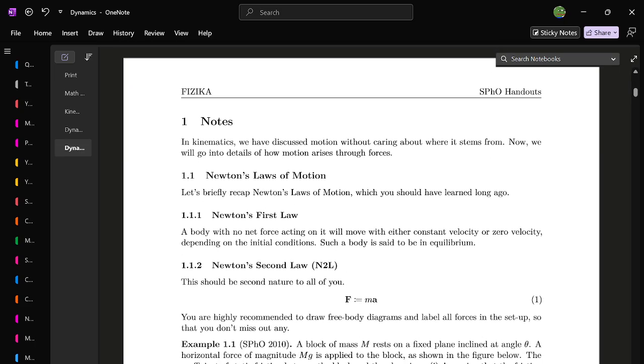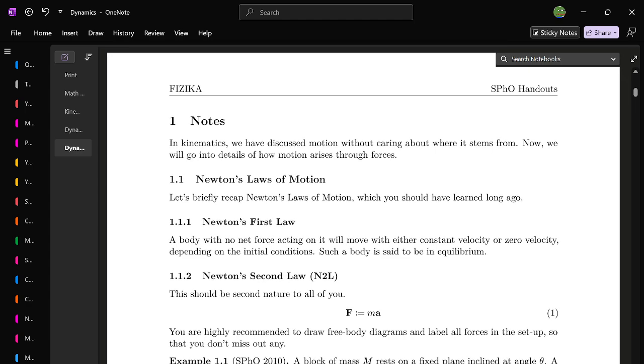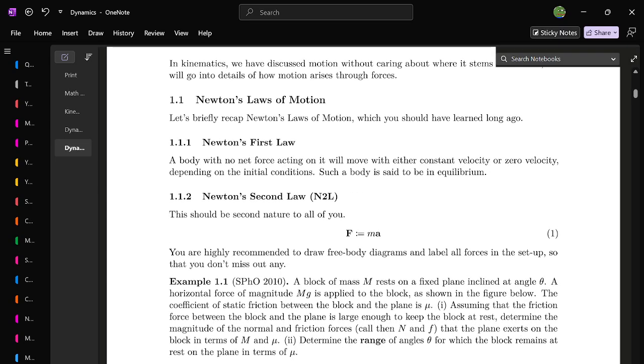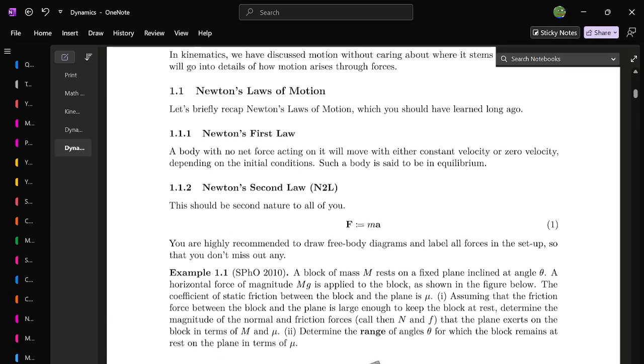Last lesson we did kinematics, and in kinematics we basically just discussed everything about motion, like velocity, acceleration, and everything, but we didn't care where the motion came from. Now in dynamics, our goal is to understand where this motion comes from, and it is through forces, and through that you also have concepts such as momentum and energy and power, which we'll look at in this chapter as well.